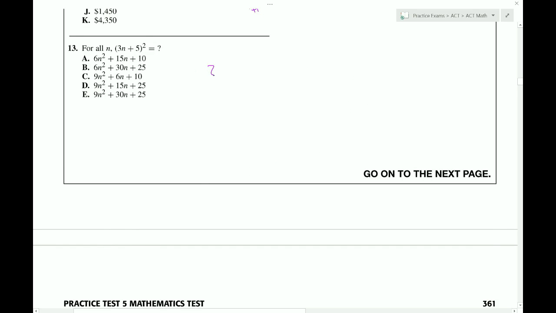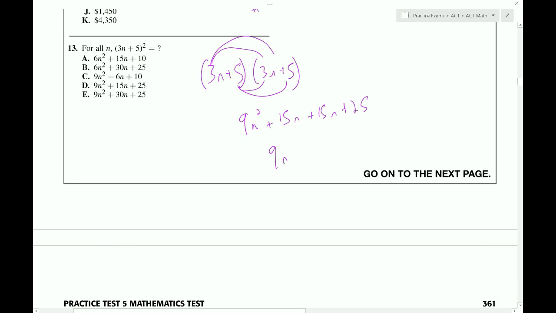For all n, (3n plus 5) squared equals. Okay, so here we multiply the 3n's. We get 3 times 3 is 9n squared. Then 3n times 5 is 15n. And we do the inner, and then we do the last. So we have 9n squared plus 30n plus 25. So that's choice E.